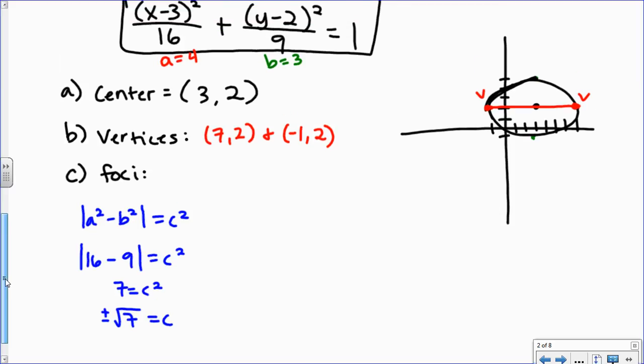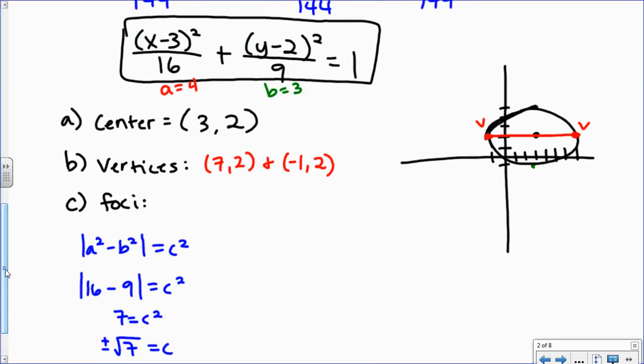So on our graph, from our center, we'll go left and right 2.65. The foci are also on the major axis. So since the major axis was horizontal, that's where I have to put the foci. So a little over 2.5 and a little over 2.5. Let me fix that here.